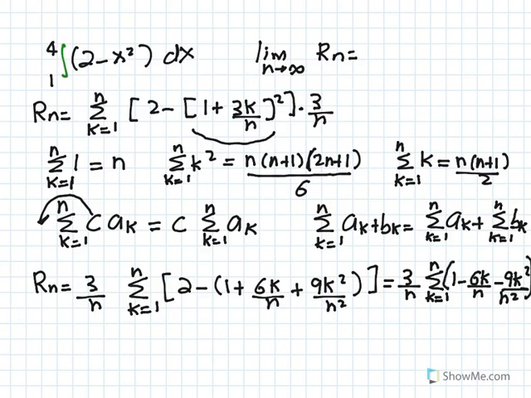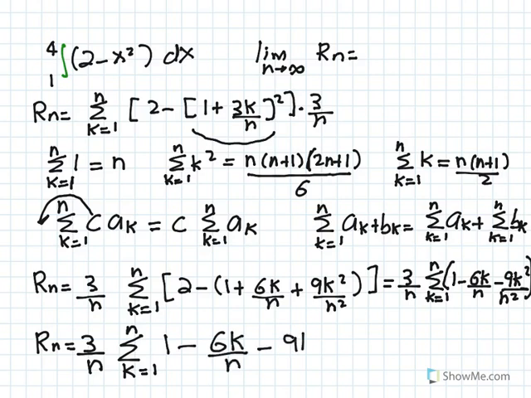All right, so what we have is Rn is equal to 3 over n, summation, k goes from 1 to n, of 1 minus 6k over n, minus 9k squared over n squared. We're going to simplify this.